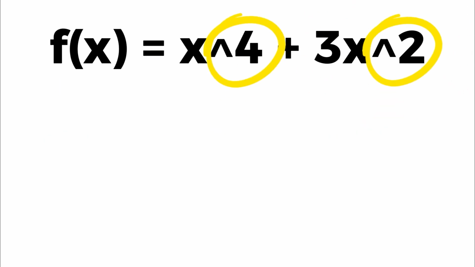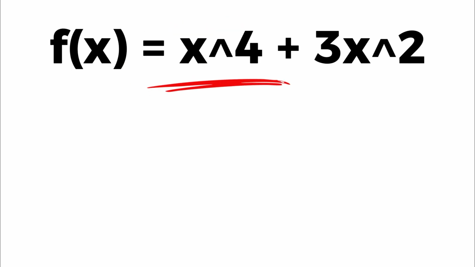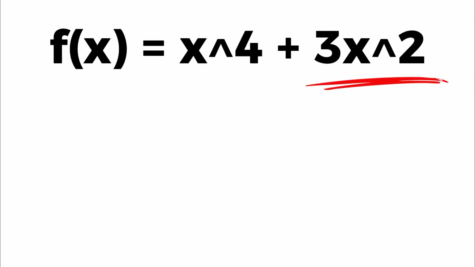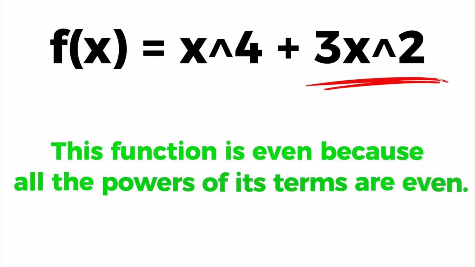That is, see if the power of each term is even or odd. The power of 4 is even. The power of 2 is even. So I can easily say that this function is an even function. So if all the powers are even, it is an even function.